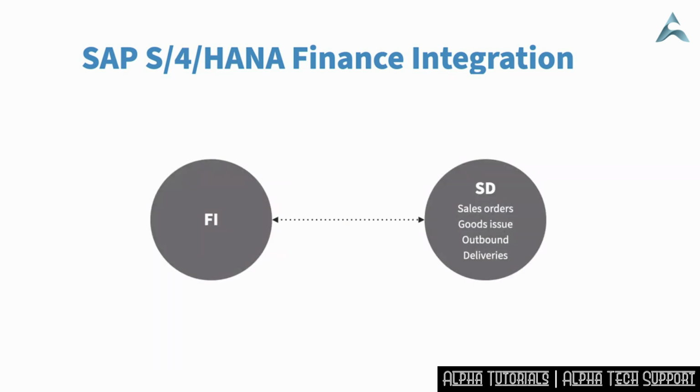Next, financial accounting integrates with the sales and distribution, or SD module. We'll talk in detail about the order-to-cash process in a later video. For now, an everyday example of this integration is when a sale is made. The data from the sales order, the goods issue, and the outbound delivery with all of the information about the customer, the quantity, and the pricing flows directly to financial accounting and updates accounts receivable.